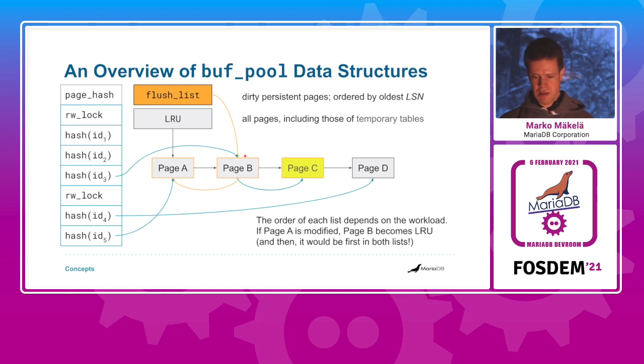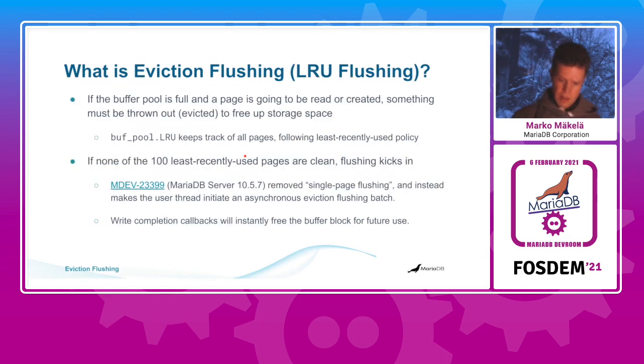The I/O patterns of the buffer pool greatly depend on the usage pattern of how the data is being accessed, which pages are being written and read, and in which order. Well, I already covered eviction flushing in the previous slide. If all least recently used pages are dirty, we cannot evict any of them directly, but we have to write out some dirty page first, and then on IO completion, we can replace that page.